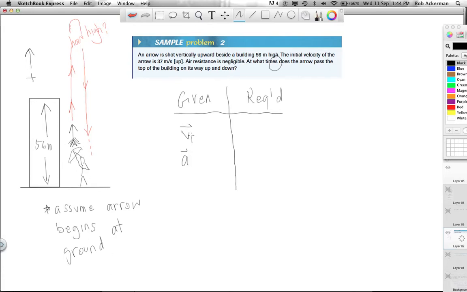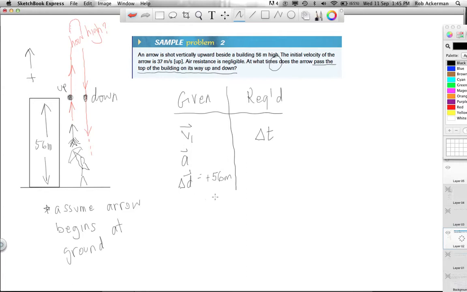So looking at the question again, we're given v1 and we are given acceleration, and now they're saying what time, okay, so that's the required information, does the arrow pass the top of the building on its way up and down? Well, that would be here on the way up, and it would be here on the way down. What is special about this position? Well, it's the fact that it's 56 meters above where we started. So the implied information here is that delta D is plus 56 meters.